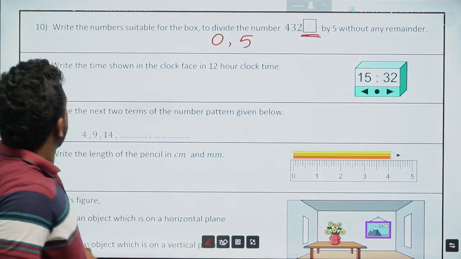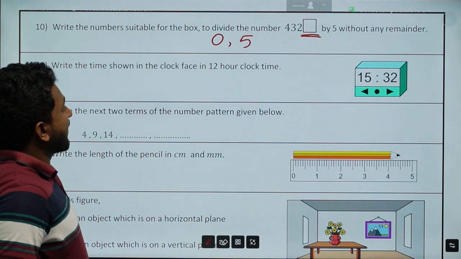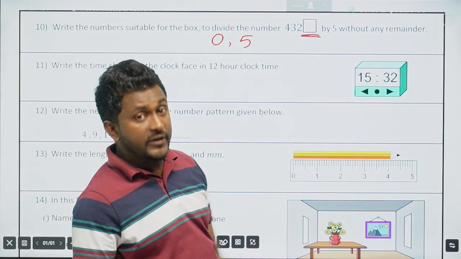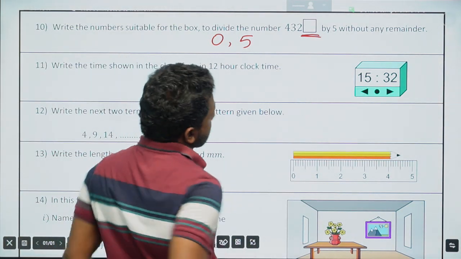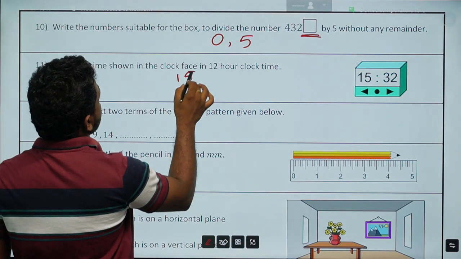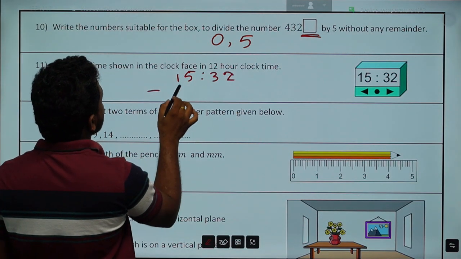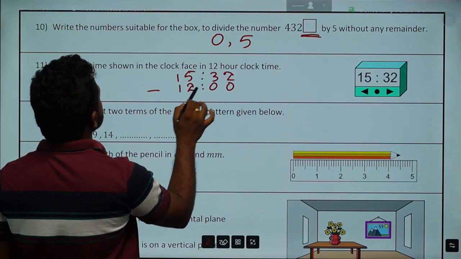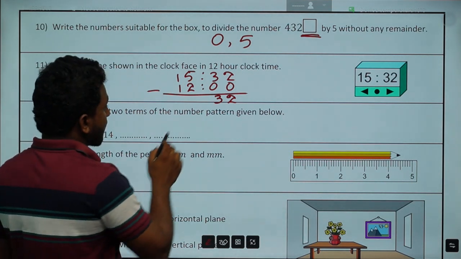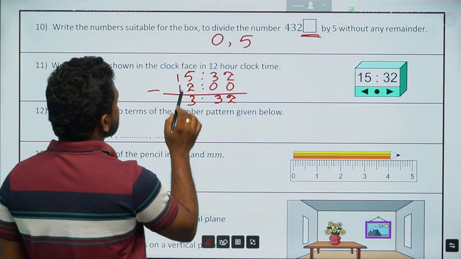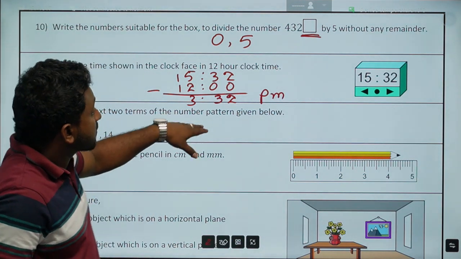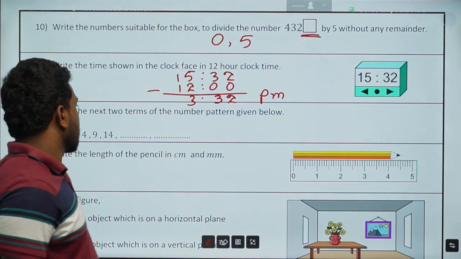Next one, question number 11. Write the time shown in the clock face in 12 hours clock time. 15:32. 15:32 means 15. We can subtract 12 hours. So then remaining here 32 and 15 minus 12, 3. So the time is 3:32 p.m. That is the time when we write it in 12 hours clock.